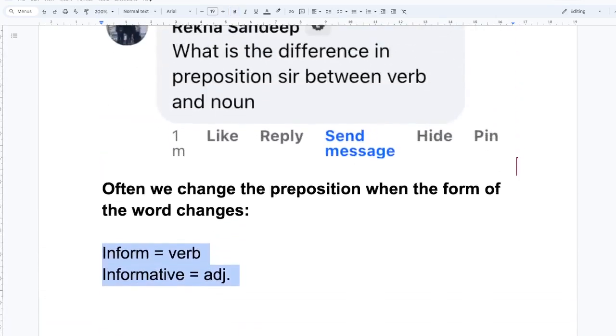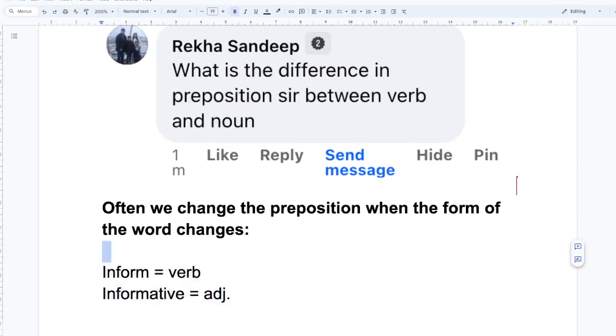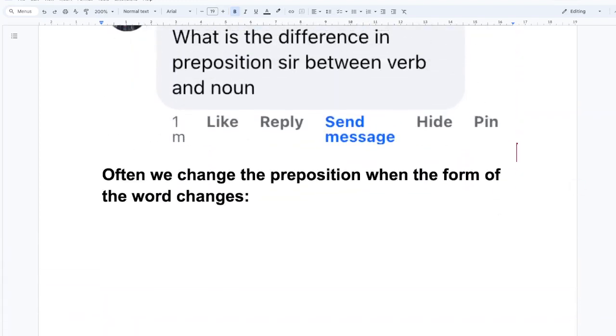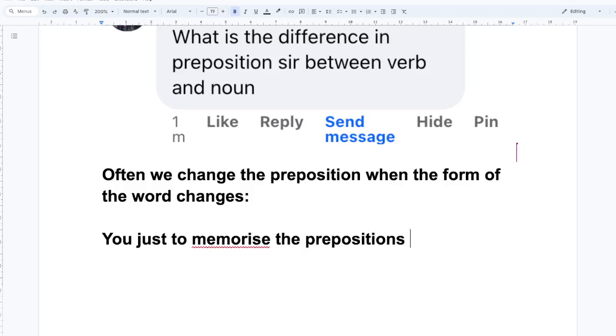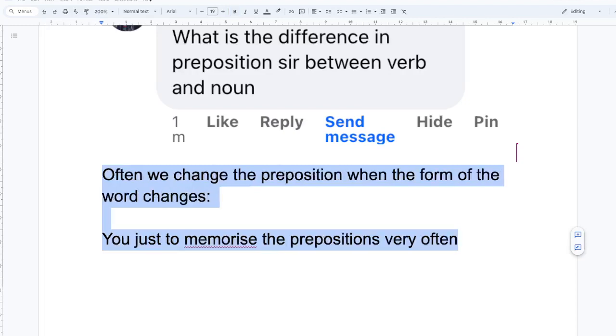Okay, Rika. So you just have to study and learn it. Okay, this is not a good example. Sorry, but you just need to memorize the prepositions very often. Now, in our school, we will teach you this. We talk about prepositions. We have classes on prepositions.